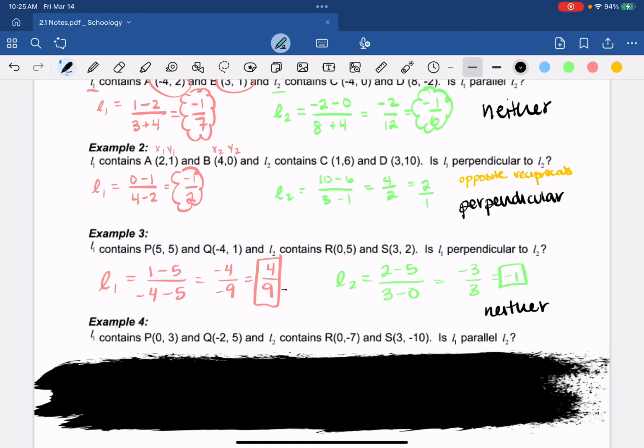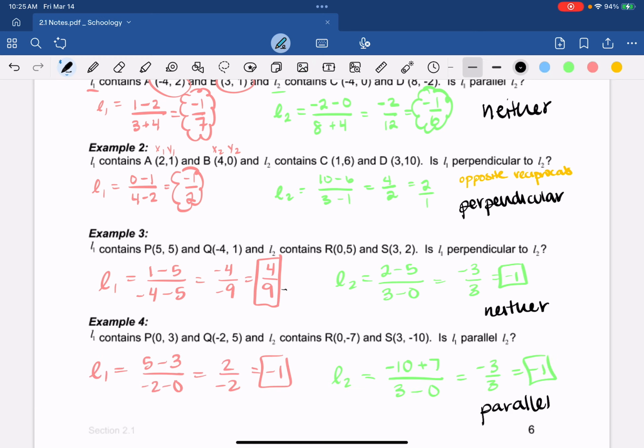My first one, we got another neither. We got 4 9ths and then we got negative 1. Not even close to each other to being the same, but also not opposite reciprocals, so it's a neither. Example 4, we got parallel. We got negative 1 for both of our slopes.